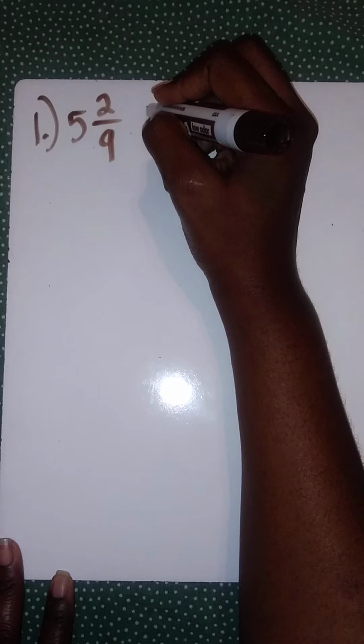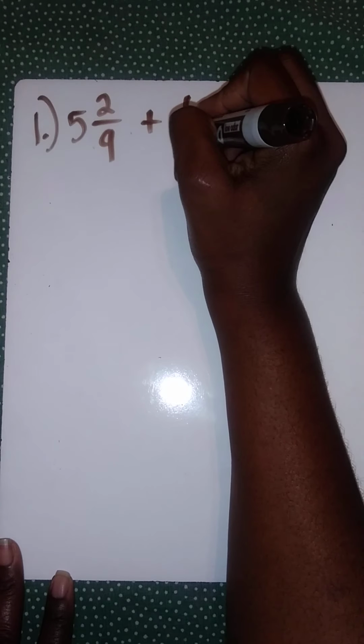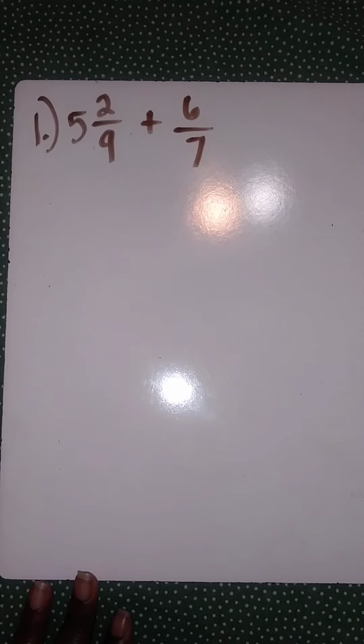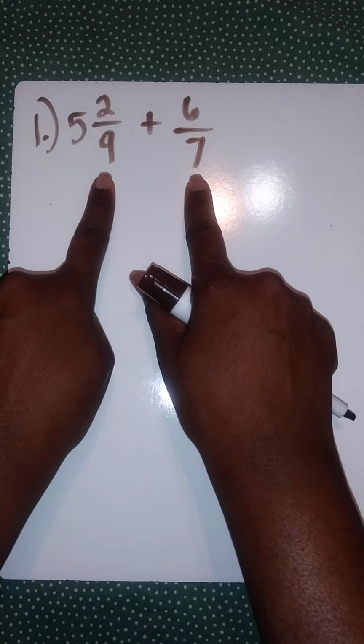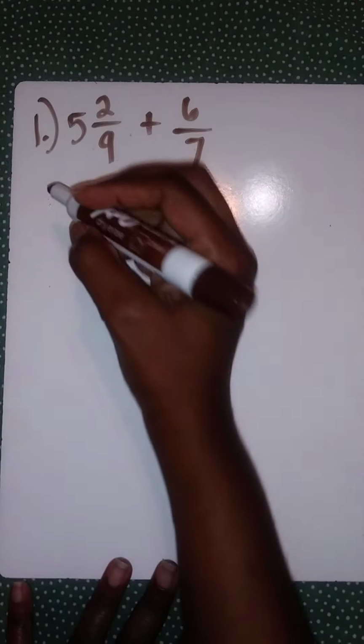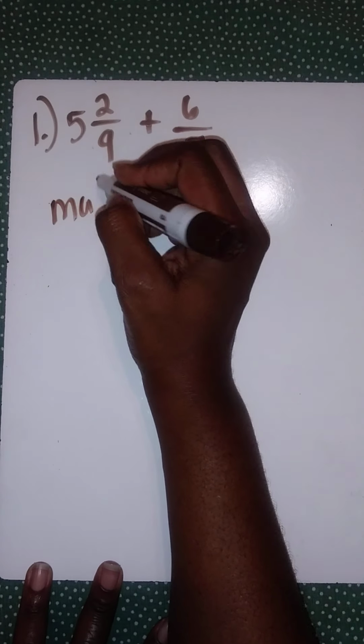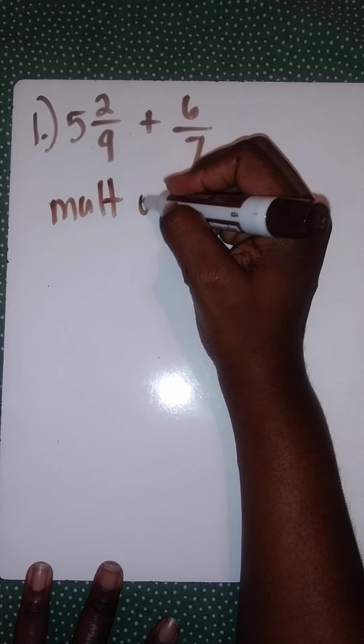Today we're going to be doing problems from our fraction 2 worksheet, and this is from week 2. Let's look at number 1 together. I got 5 2/9 plus 6/7. So I told you all to do your multiples when you notice that they don't have a common denominator. So let's look at our multiples of 7 and our multiples of 9.